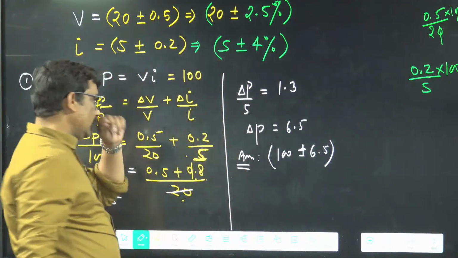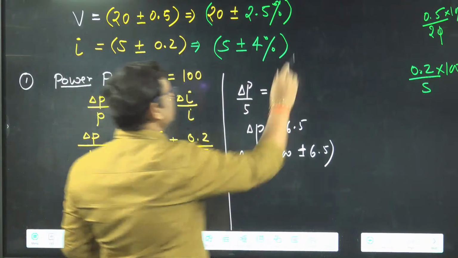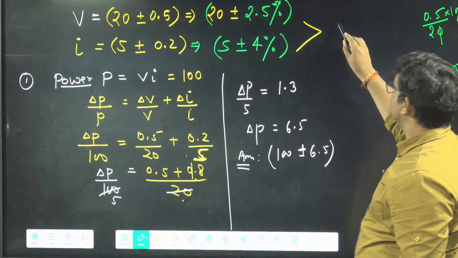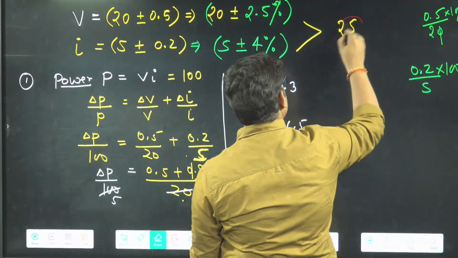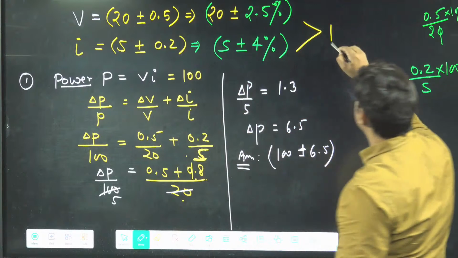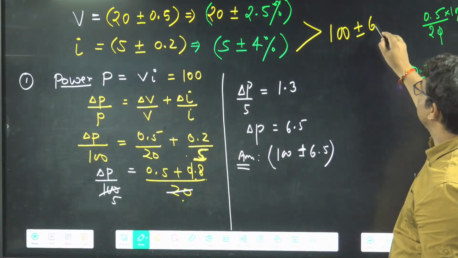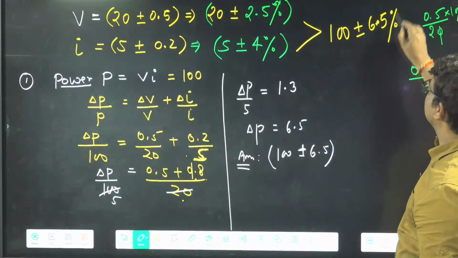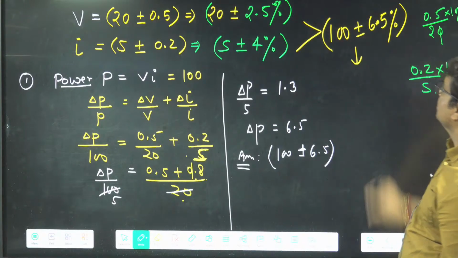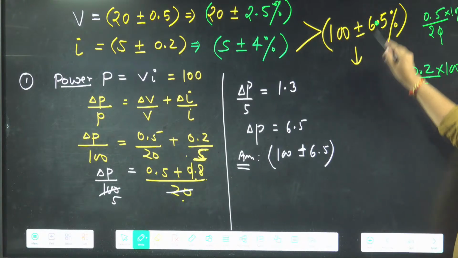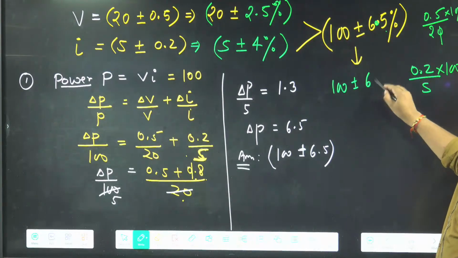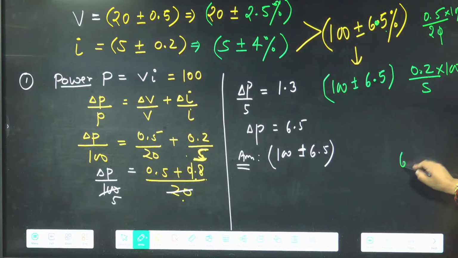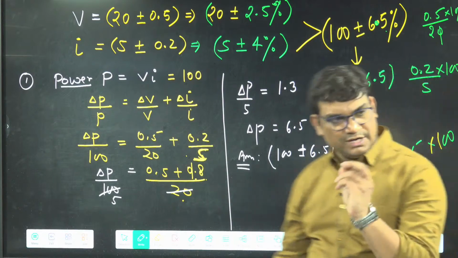Now what we can write in this one? Directly we can write the answer in the multiplication. 20 into 5, we can write how much? Multiplication will be 100. So 100 plus minus 6.5%. But this answer is in terms of percentage. We can find in terms of absolute. So we can write 100 plus minus 6.5% of 100 will be 6.5 only, because 6.5 divided by 100 into 100, if you do, you will get only 6.5.